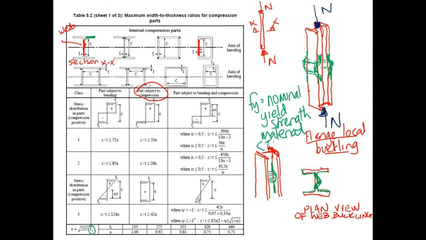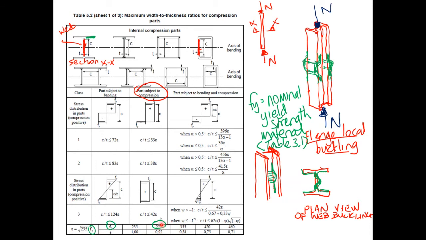And actually, we'll get that from table 3.1 in the code. In a minute, I'll show you how to get that. Okay, but we can see, if we assume in this example that Fy is equal to 275 newtons per millimeter squared, when I put that into the formula on here, 235 divided by 275, then epsilon is going to work out to be 0.92. So it's actually done the calculator for me.